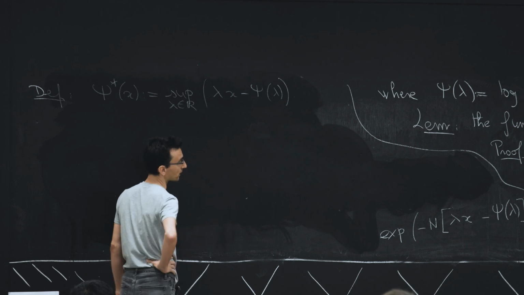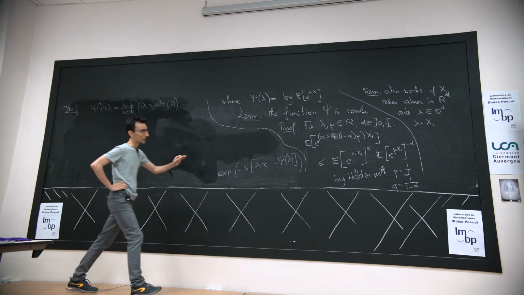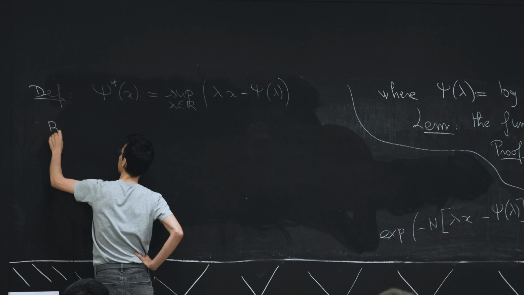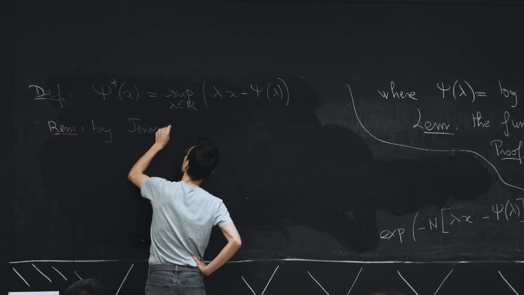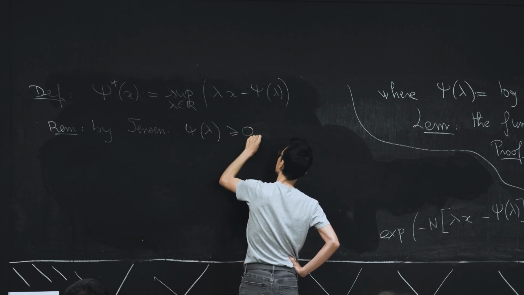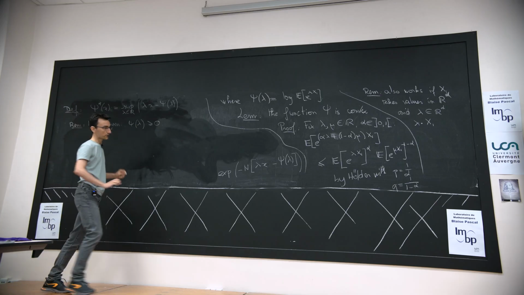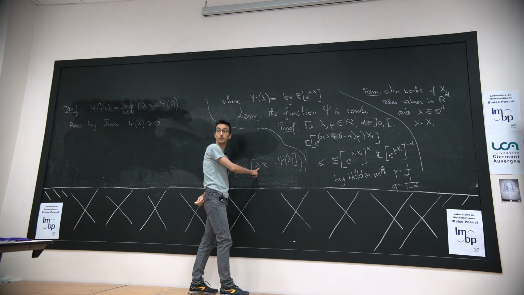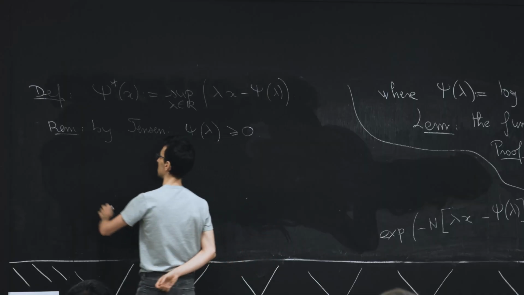I guess from the definition, we can also see that if you use Jensen's inequality, and then use that x1 is centered, you can see, also remark, let's say, by Jensen, psi of lambda is non-negative. Okay, so I write this because I want to argue that when x is positive, it doesn't really matter if you optimize over lambda positive or over every lambda. So let me explain this.